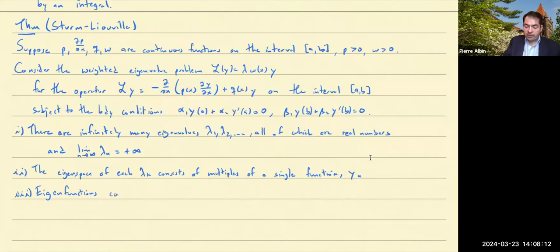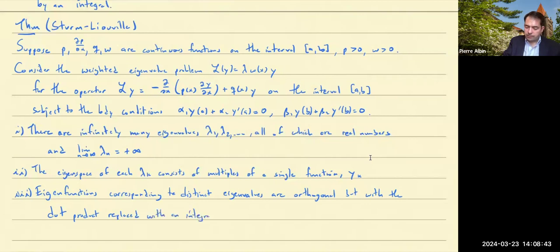Three, eigenfunctions corresponding to distinct eigenvalues are orthogonal, but with the dot product replaced with an integral, right? So namely, what we know is that the integral from a to b of y sub i of x times y sub j of x times the weight function is equal to 0 if i is different from j.